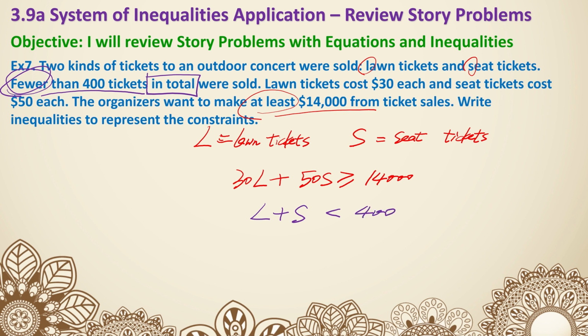That's fewer than 400. But since you are not getting tickets back, you're actually selling them, there's a requirement that the L has to be greater than or equal to 0, and the S has also to be greater than or equal to 0. These are the natural constraints again. That's example 7. And that is everything for this review story problem lesson.